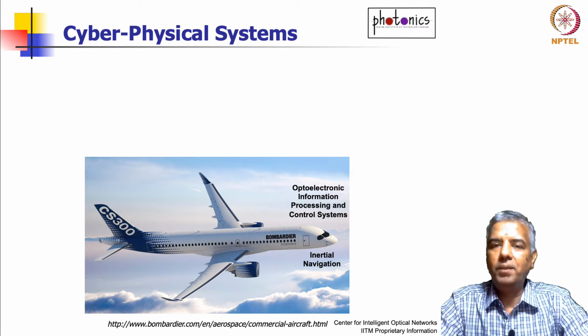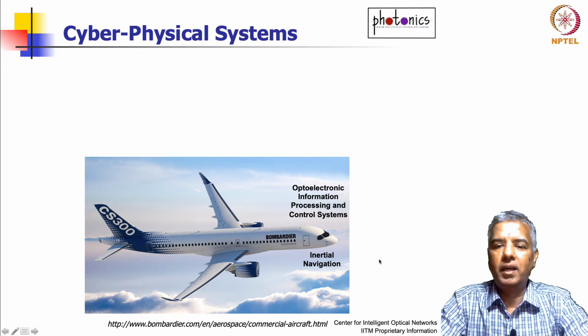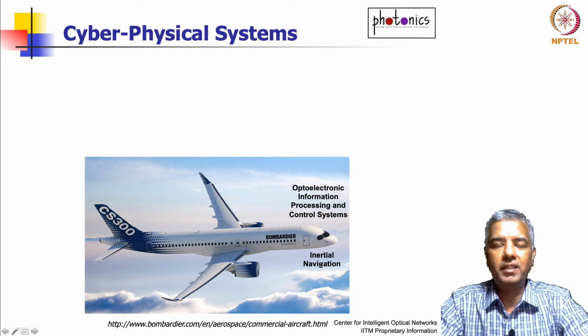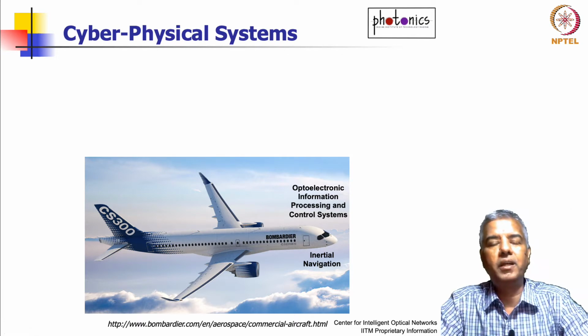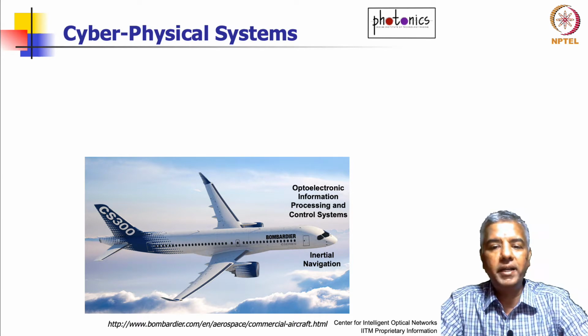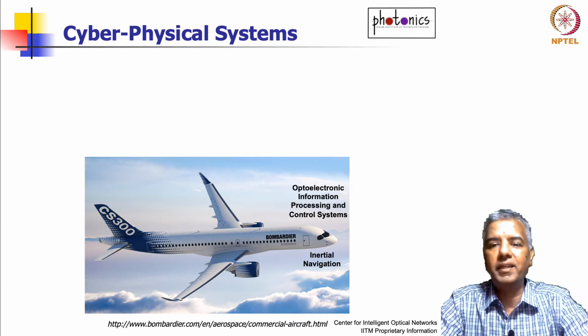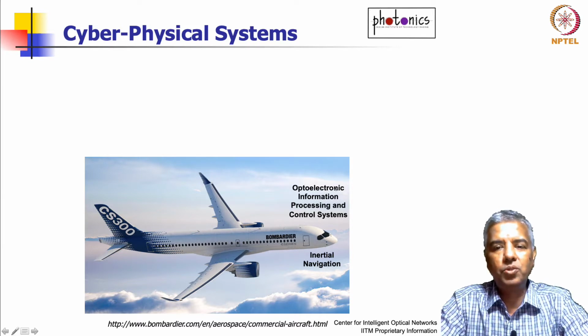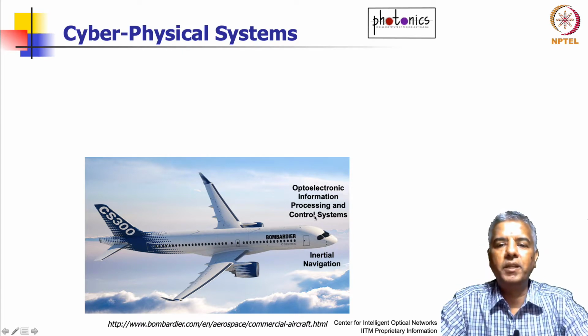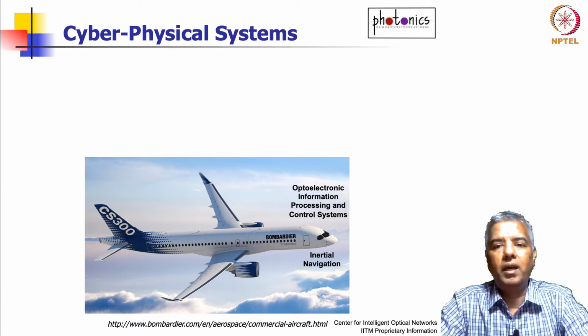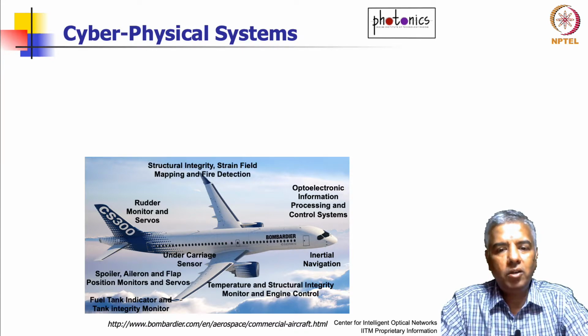One such example that's already present is the inertial navigation sensor. For example, fiber optic gyroscopes are widely used for inertial navigation, and of course you have optical fibers carrying information from one part of the airplane to the other, helping the information processing and the control systems. That's already available in a lot of airplanes today, but there are a lot of other opportunities.